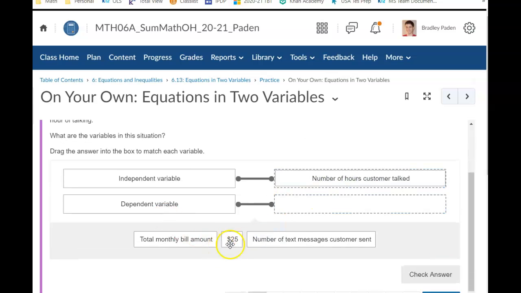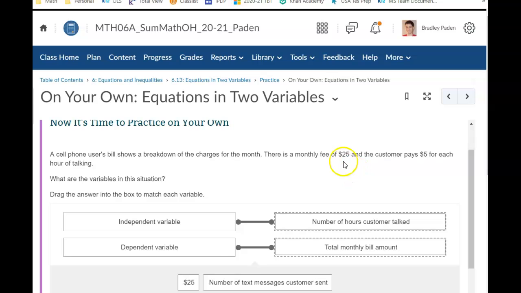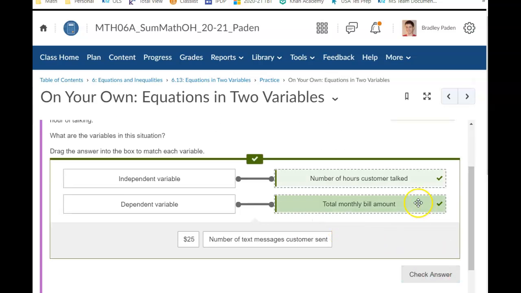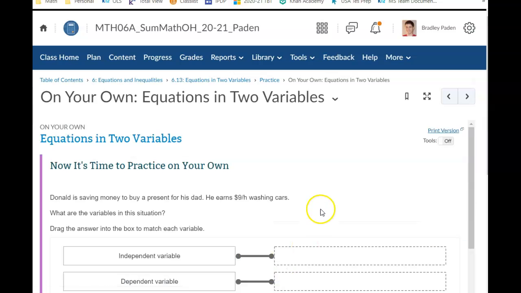And the dependent variable will be the total bill. 25 is a constant here. That's never going to be a variable. And it didn't talk about text messages at all. Just talked about the number of hours talking. There we go. Well, let's look at the next one.